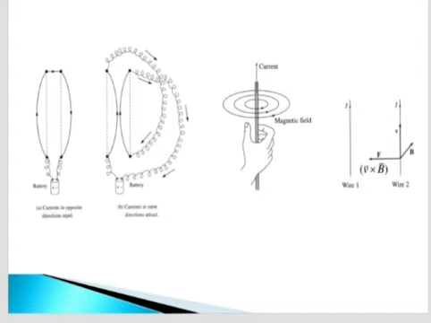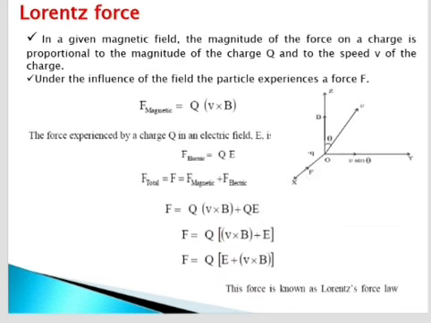The last figure shows that two current carrying wires can attract or repel each other, since each experiences a Lorentz force from the other's magnetic field. The velocity of the charge is upward and the resulting force is to the left. So, to find out the Lorentz force.